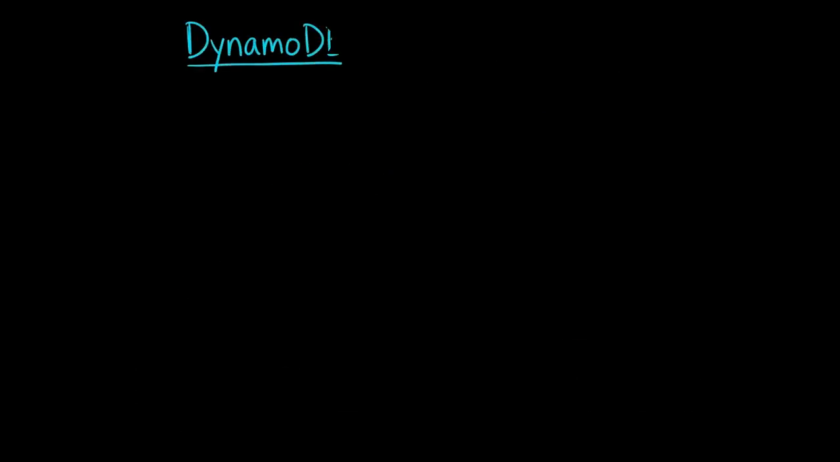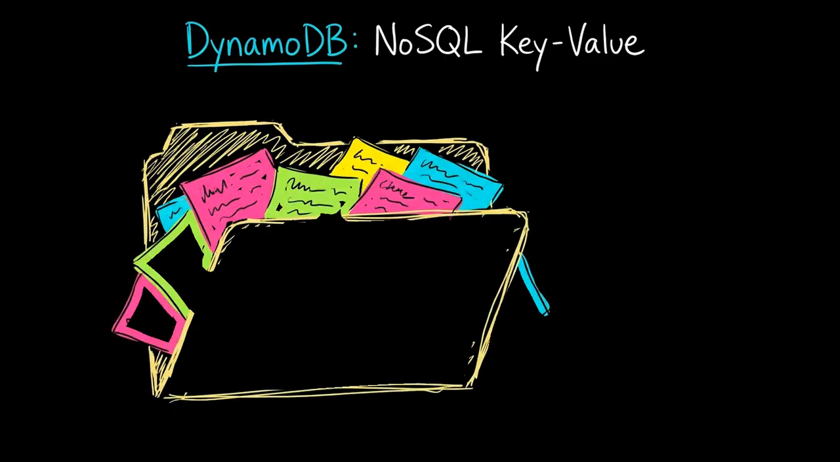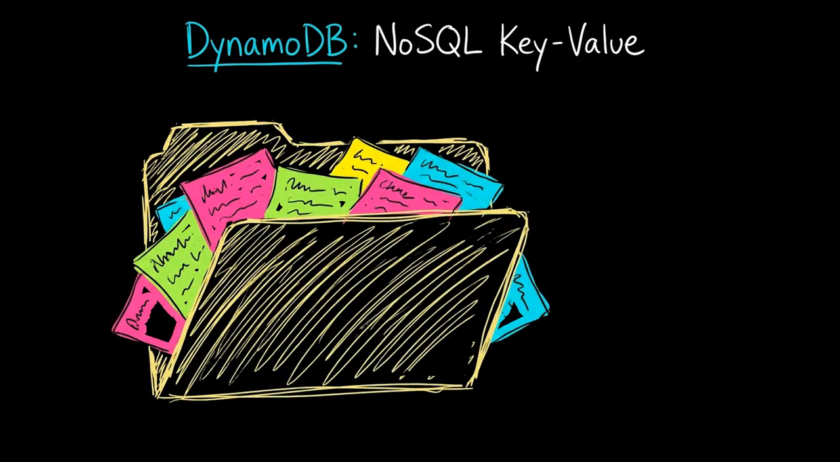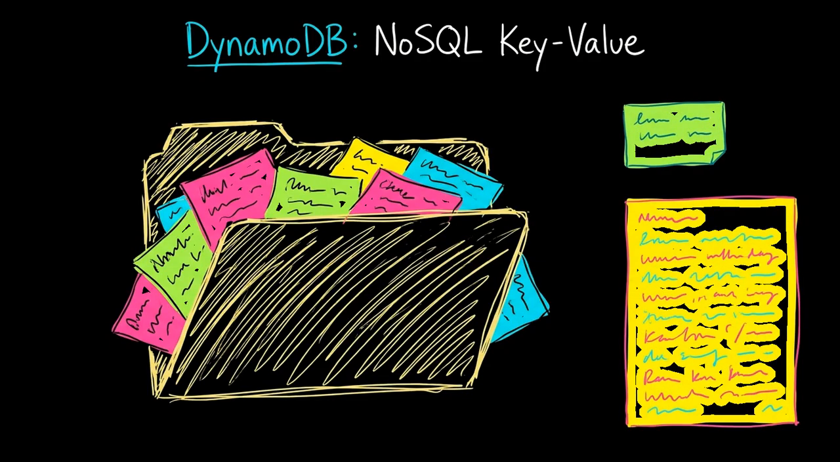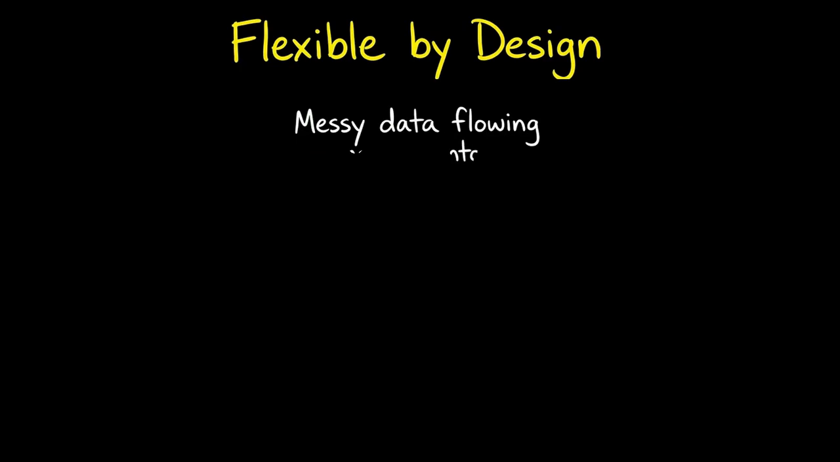On the right is DynamoDB. This is a NoSQL key-value database. Think of it like a folder overflowing with sticky notes. You don't define columns in advance. One user's sticky note might have 2 attributes. Another user's might have 20. DynamoDB doesn't care. It's flexible by design and built to handle messy, evolving, unpredictable data without breaking your application.